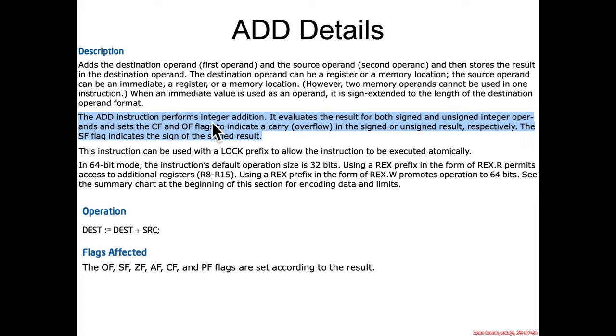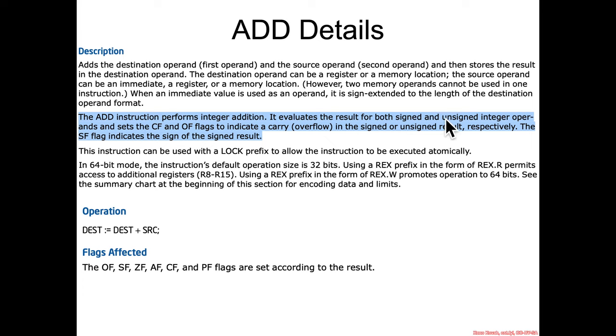It says the add instruction performs integer addition. Okay, duh. It evaluates the result for both signed and unsigned integer operands and sets the CF and overflow flags to indicate a carry overflow in the signed or unsigned results, respectively. So basically it's saying if the carry flag is set after this, that would mean that when you added two things together, it was too big to fit in the register if you were operating on signed values, and the overflow flag was too big to fit on the register if you were operating on unsigned values. So it sets them both.